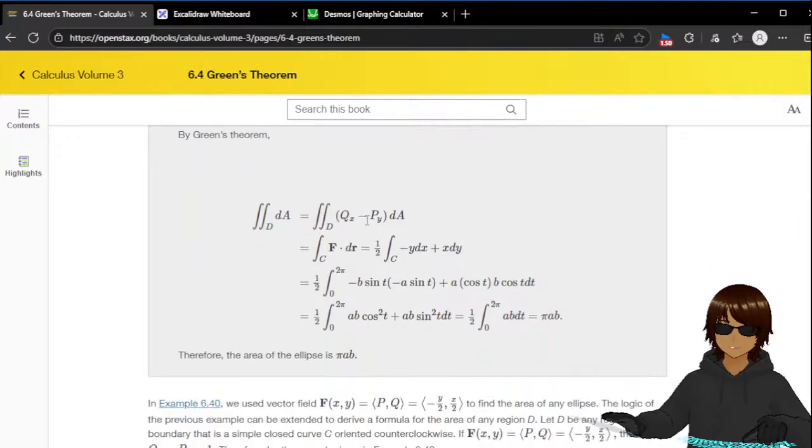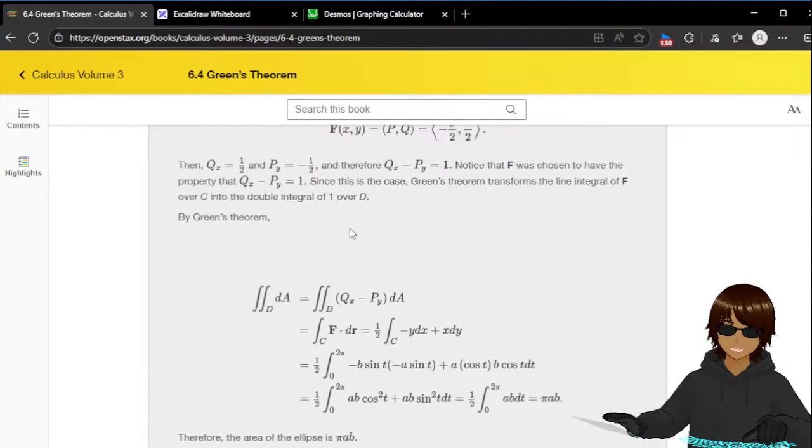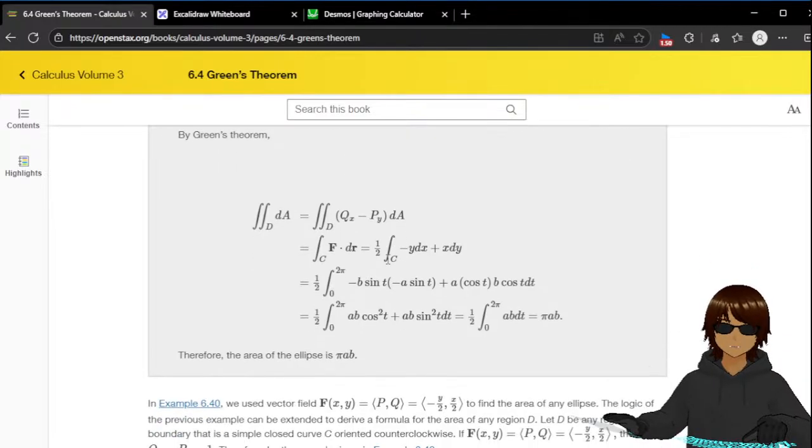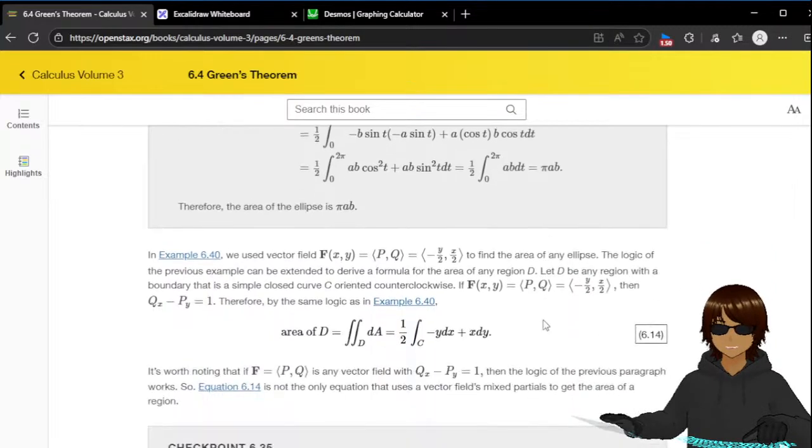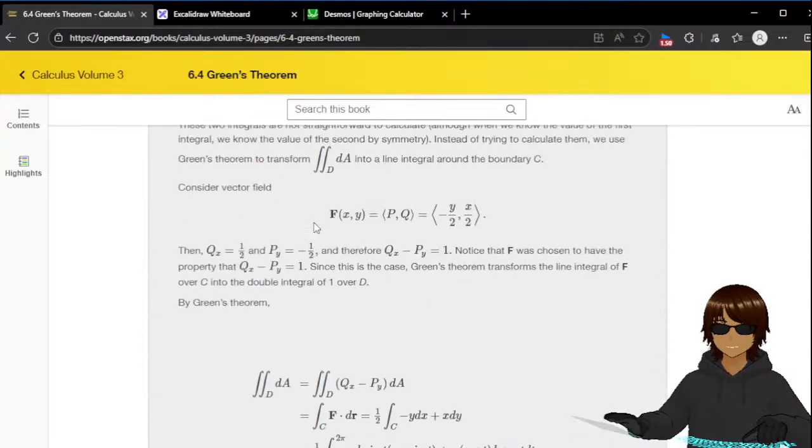Now we have this. Okay, and then this is equal to this. They took the half out, minus y plus x, from 0 to 2 pi. Then we are left with pi ab. Therefore, the area of the ellipse is pi ab.